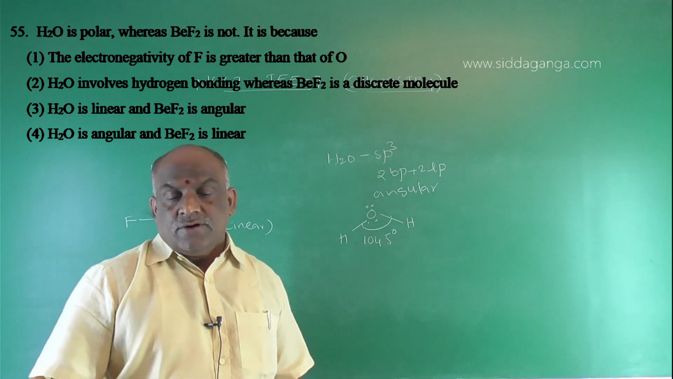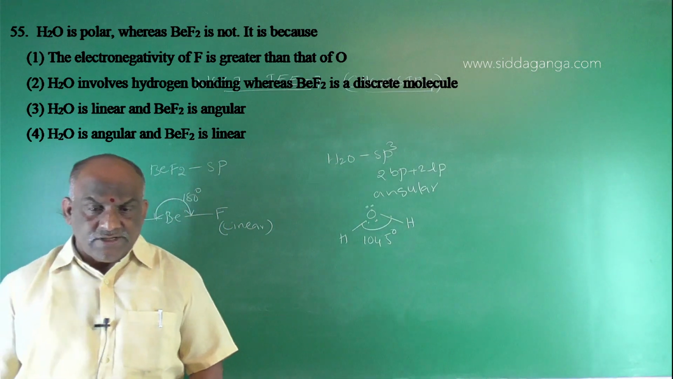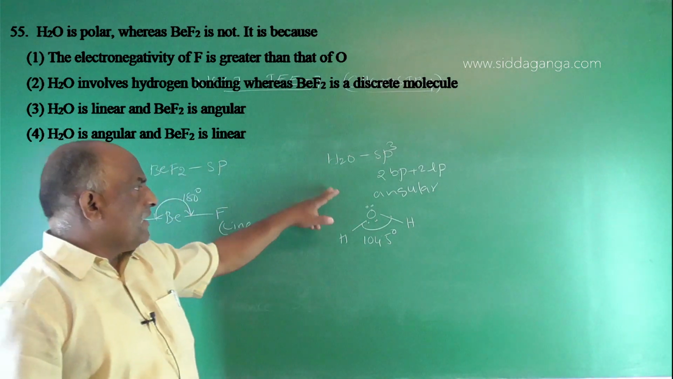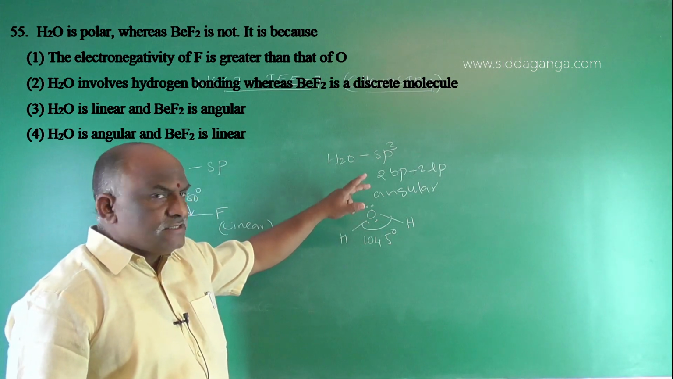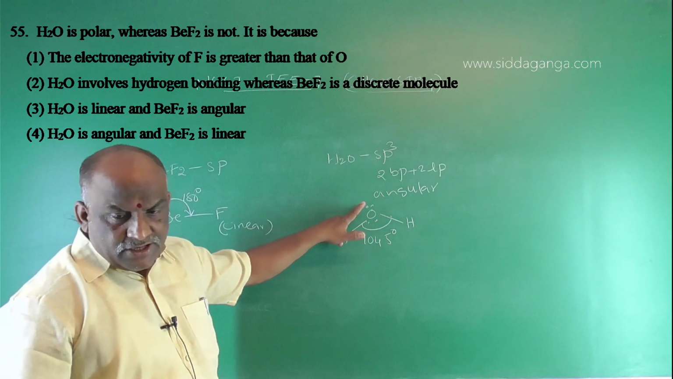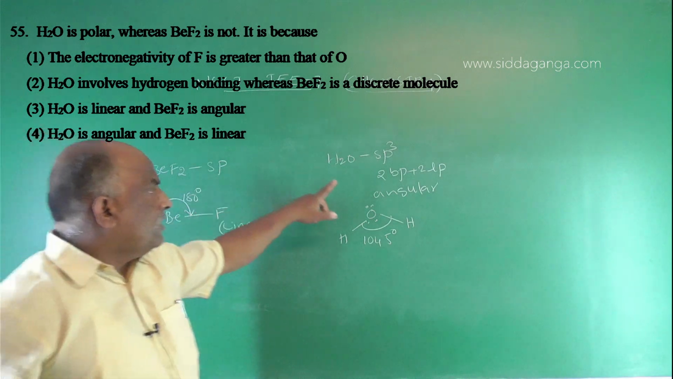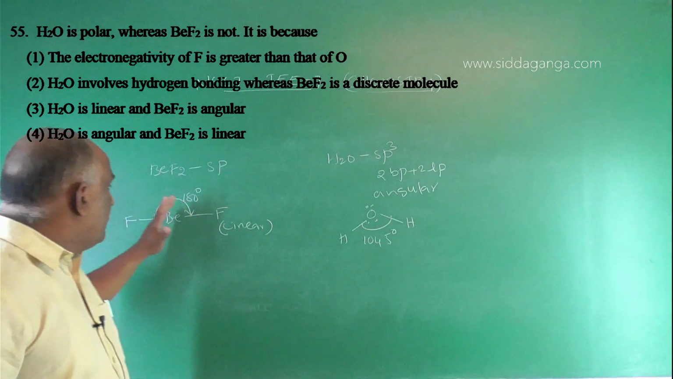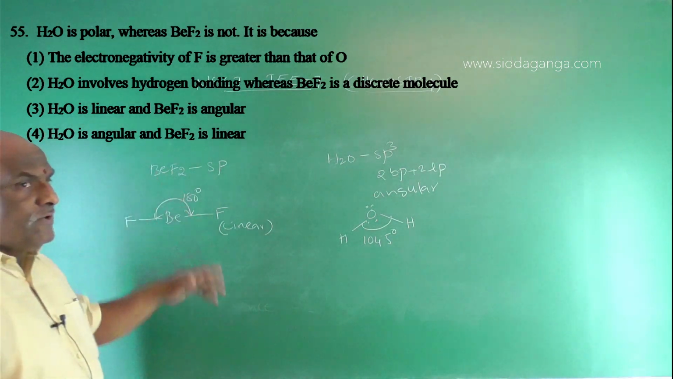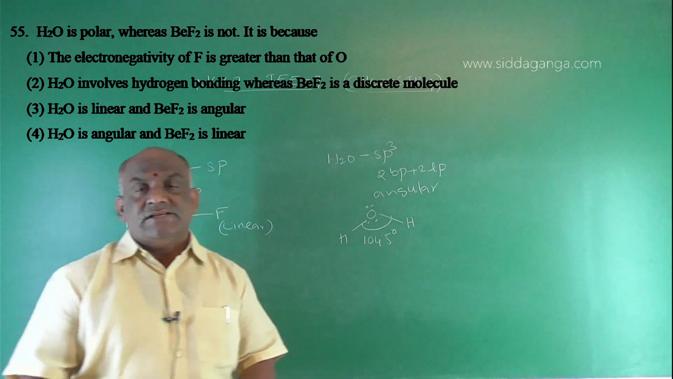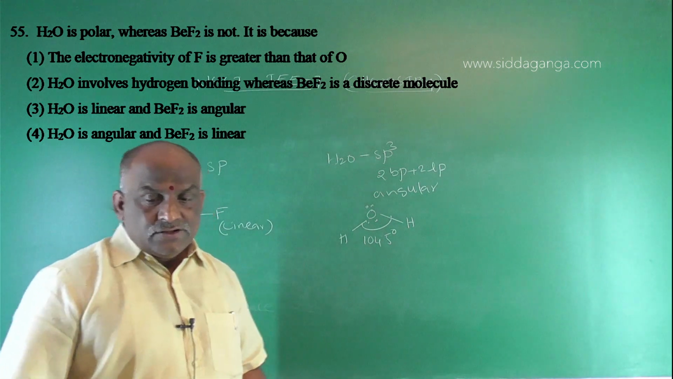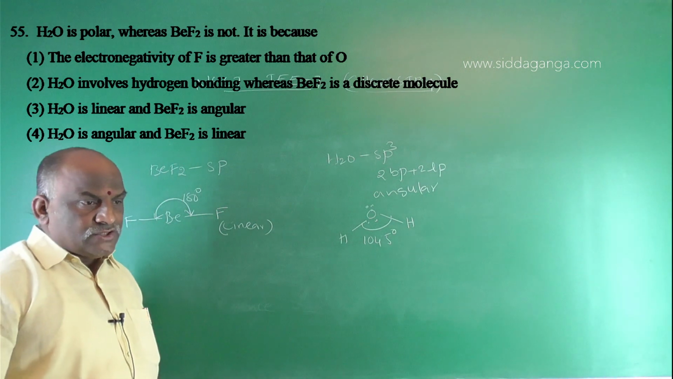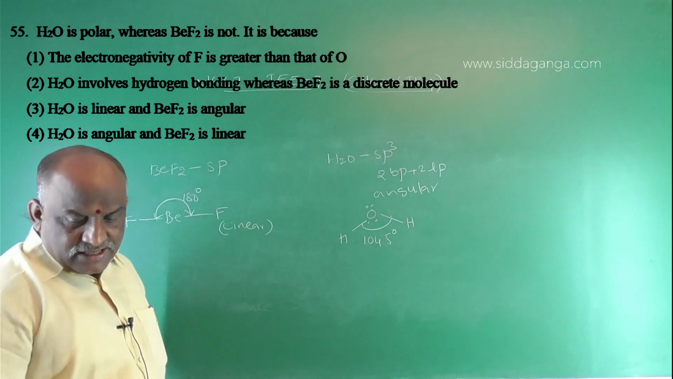Answer 4, we should go with answer 4. H2O is angular, or sometimes you say it is bent or V shape, because of the presence of 2 bond pairs and 2 lone pairs. So this will be this type of geometry. On the other hand, beryllium difluoride is sp hybridization with the bond angle 180 degrees, linear. So the right answer is the fourth answer: H2O is angular and BeF2 is linear.